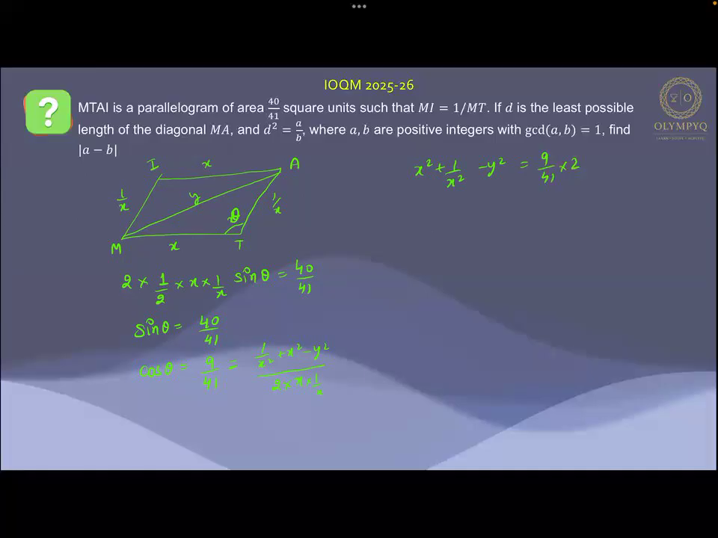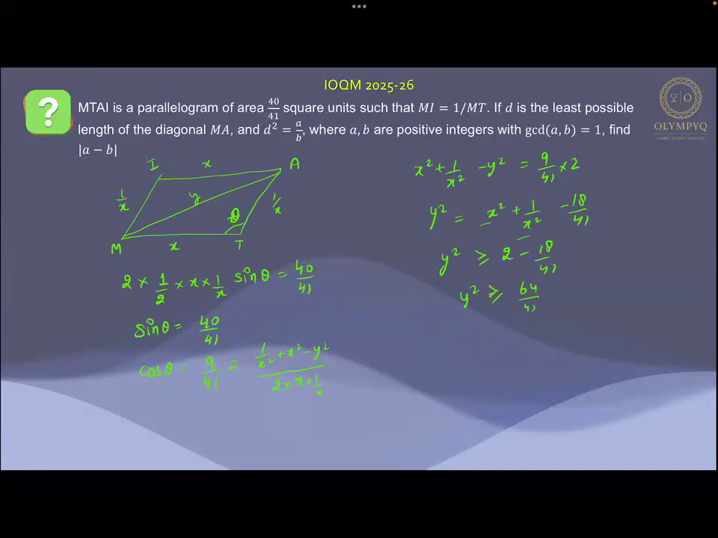Now, if we got this condition, then I can write that y square is going to be equal to x square plus 1 by x square minus 18 by 41. Now, y square is going to be greater than or equal to, applying AM-GM over here, 2 minus 18 divided by 41. So y square is going to be greater than or equal to 64 by 41.